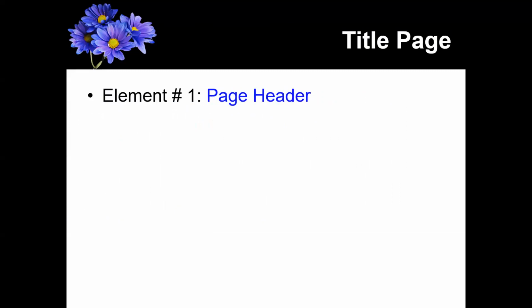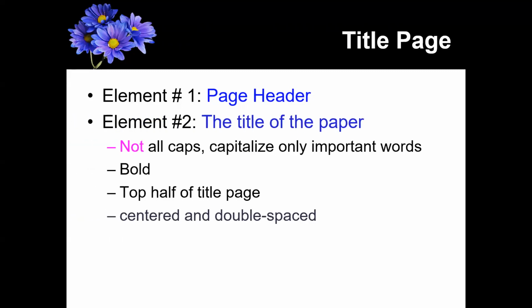Okay, so moving on to the title page, you should have the page header, and that's going to be the page number, and then you're going to have the title of the paper. It's not going to be in all caps, but you're going to capitalize only important words. That's going to be any nouns, any verbs, but not minor words like of or the. The only exception is the first word, which is capitalized regardless. And it should be on the top half of the page, centered and double spaced.